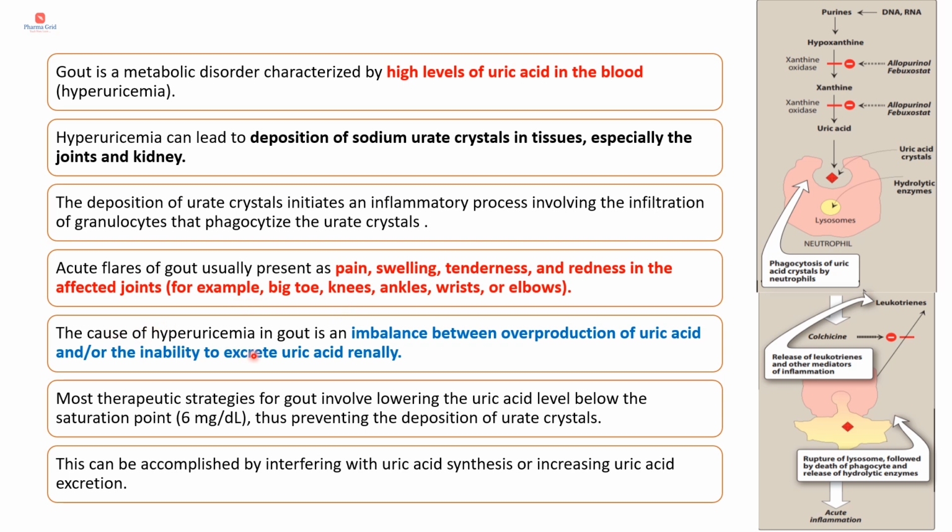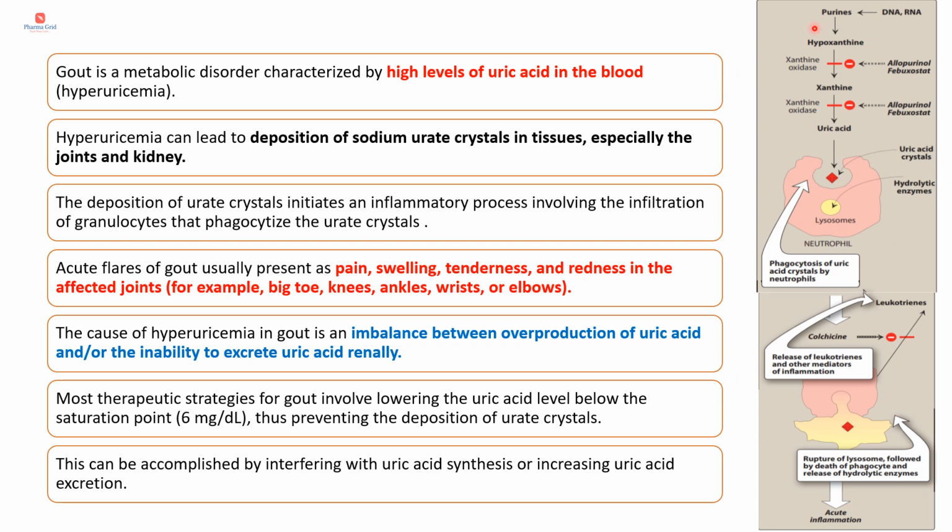The cause of hyperuricemia in gout is an imbalance between the overproduction, or increased synthesis, of uric acid, or the inability of the uric acid to be excreted renally. Most therapeutic strategies or treatment options for gout involve lowering the uric acid level below the saturation point, that is, below 6 mg per deciliter, thus preventing the deposition of urate crystals. This can be accomplished by interfering with uric acid synthesis or increasing uric acid excretion.